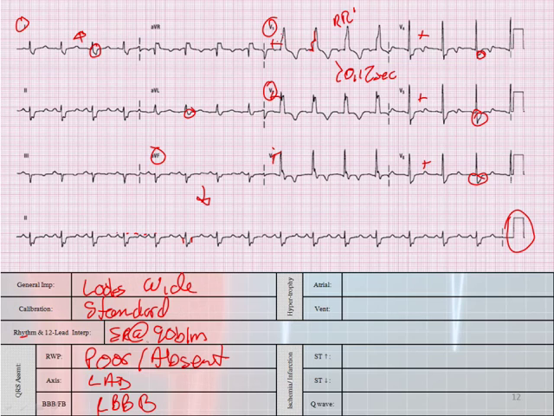How do we interpret this 12 lead up to this point? So we'll look at our 12 lead interpretation now. It's a sinus rhythm at 90 beats a minute with poor or absent R wave progression, a left axis deviation with a right bundle branch block.